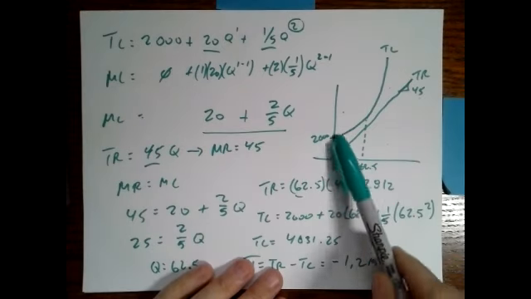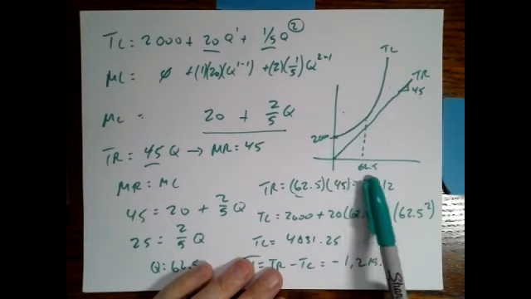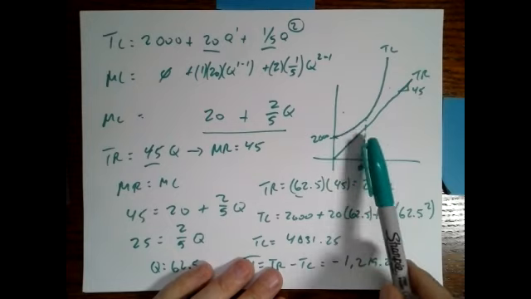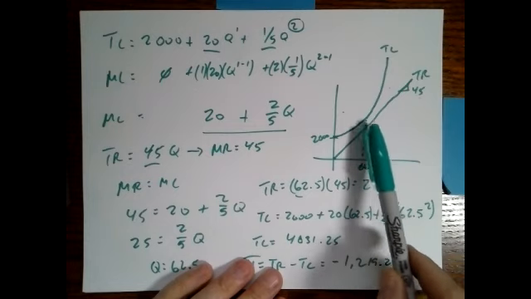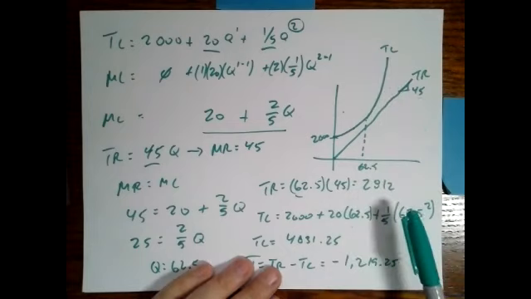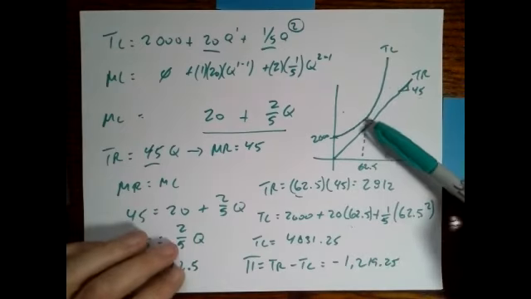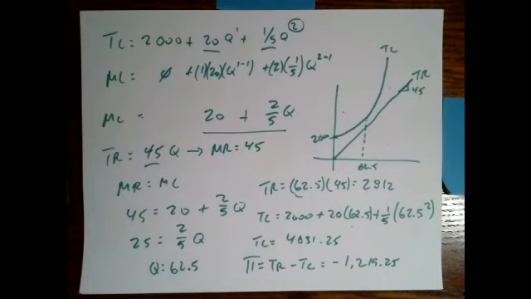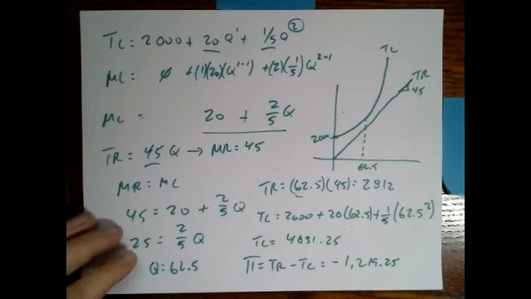So you can see here the gap is pretty wide, right? And it gets narrower as we approach 62.5. The narrowest point is at 62.5, and then that gap starts getting wider and wider again. So this is the profit maximizing quantity. It's just that the best profit they can ever do is a loss of $1,200.